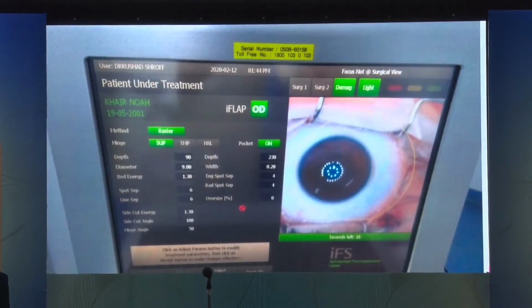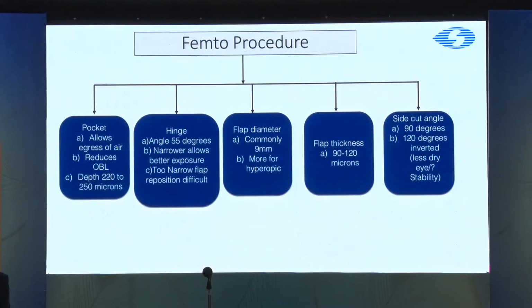So this is just a photograph of the settings we normally keep on our device. The depth can be anywhere between 90 to 120 microns. The diameter of the flap is generally kept at about 9 millimeters. The bed energy, generally you have to play around with that and calibrate it so that the flap lift is easy. The side cut angle, I will come to in the subsequent slides. It's greater than 90 degrees, and the hinge angle is between 45 and 55.